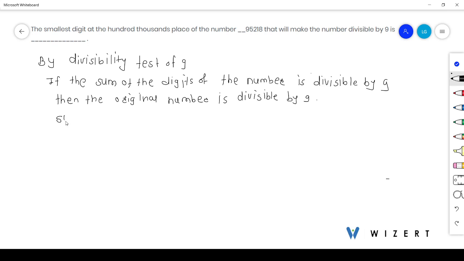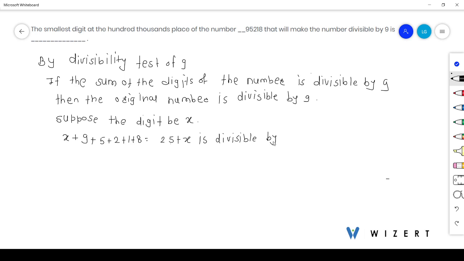Here we have been given the number 95218. Suppose the 100,000th place digit be x. So the number will be x95218. So x plus 9 plus 5 plus 2 plus 1 plus 8, that is 25 plus x, is divisible by 9.